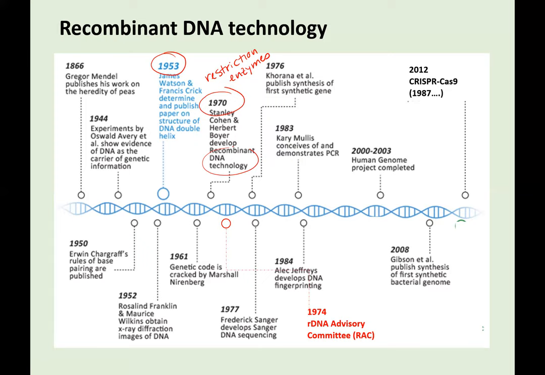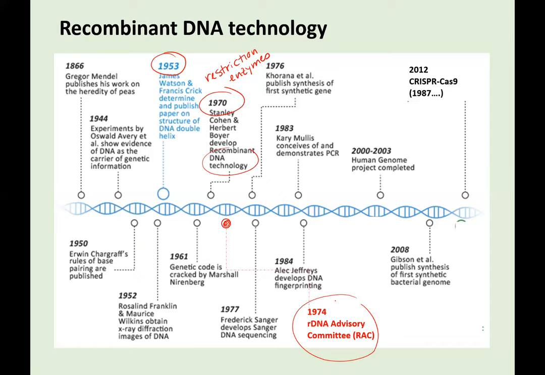And this was revolutionary. And very quickly, in 1974, a recombinant DNA advisory committee was set up to start making some regulations so that this gene cloning ability didn't get out of control. We'll talk about, as we go through this class, where there's a lot of positive uses of recombinant DNA technology, and then there could be issues that we will discuss, some ethics.